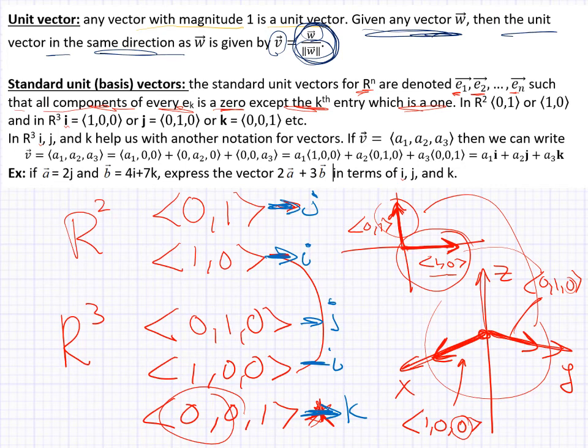All right, and so we have these standard basis vectors. The point of this is that we can take any vector and write it as a sum of these standard basis vectors, which gives us a new notation, this IJK notation you may be familiar with if you've seen this before.